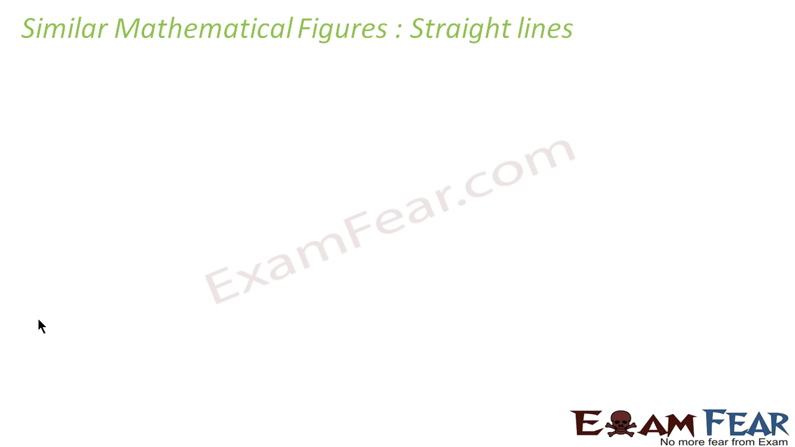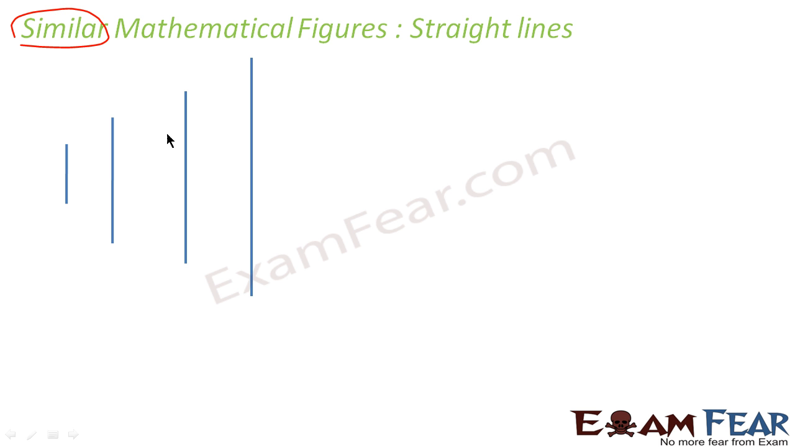We'll take some more examples of mathematical figures, straight lines. For example, if you see these straight lines, we don't compare the width of a straight line. We assume that a straight line has very thin width. So if you compare these straight lines, all these straight lines are similar figures. They are also similar figures, correct? Only the size is increasing. The shape is the same. The shape is all the same, only the size is increasing. So all the straight lines are also similar figures.